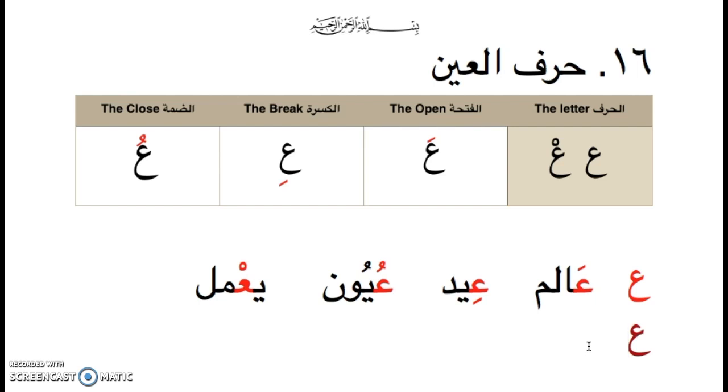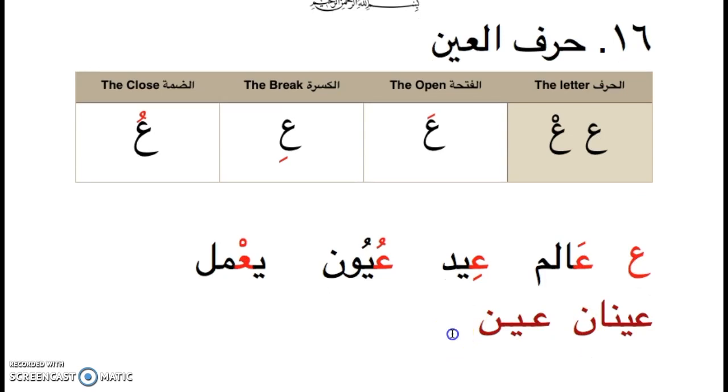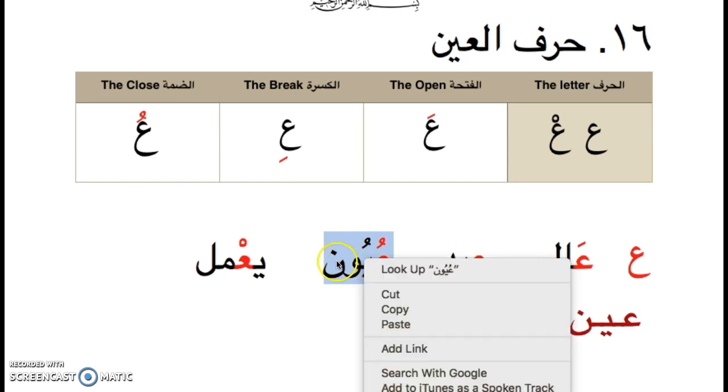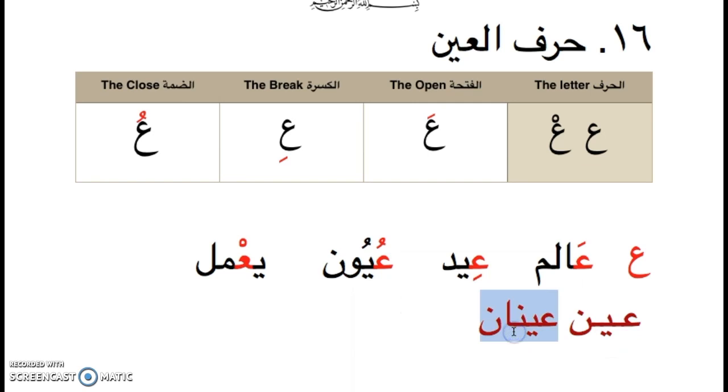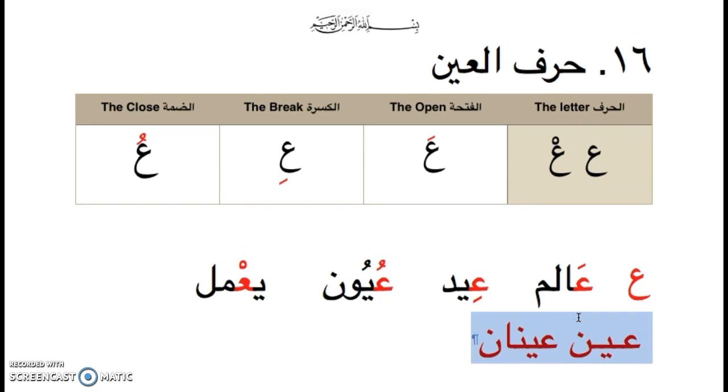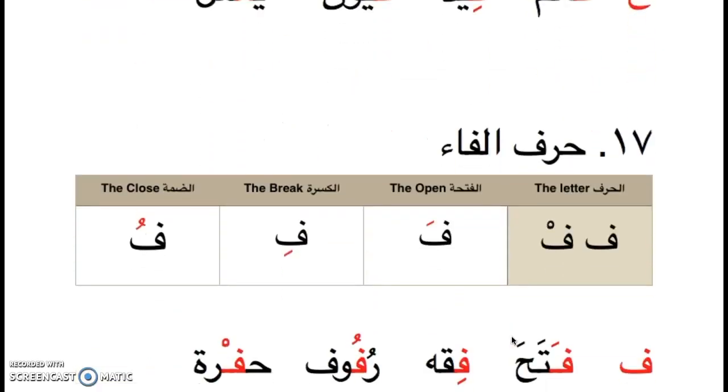Let's do it, and we'll end with it, and in the next video we'll go to number 17. عينان. عينان is two eyes. So عين is one eye. عينان is two eyes. عيون is many eyes, like more than two. So عين is one eye, عينان is two eyes, عيون is many eyes. I'm not sure if you appreciate the grammar, but I think it's good to have a little bit of an introduction without going into details.